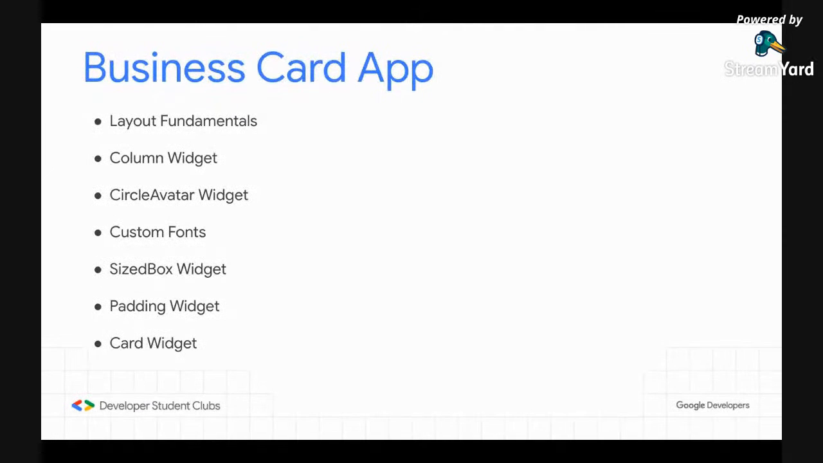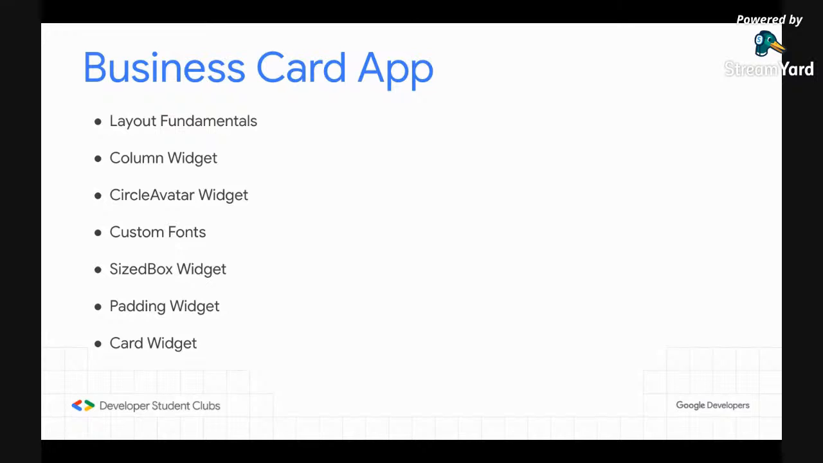Okay, so the next app of today's session is a business card app. Now, this is also a simple app because we are just starting our Flutter development, and we do not want to show you some stuff that you are not able to understand. So this business card app will teach us how we can add layouts in our app, and basically clears all the fundamentals of layout. In this app we will use the column widget.